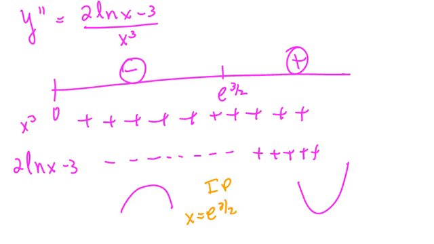And when we plug e to the 3 halves into the original equation, let's do that together: y equals log e to the 3 halves over e to the 3 halves. The numerator can be simplified to be 3 halves.